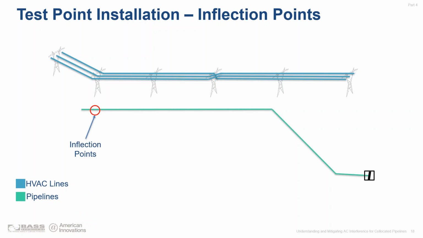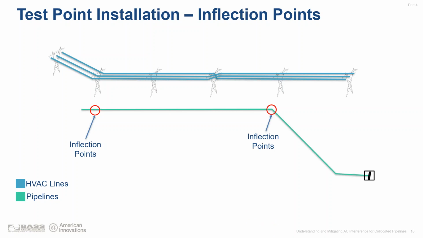So that first one, we see that the high voltage AC lines come closer to your pipeline, and then they level off and then start running parallel. So with that place where you have that change in direction is one inflection point. So that's a good candidate for you to install a coupon test station.